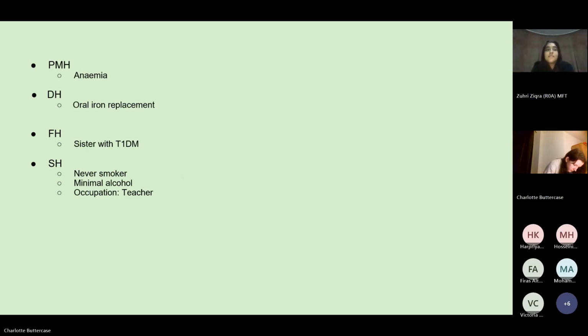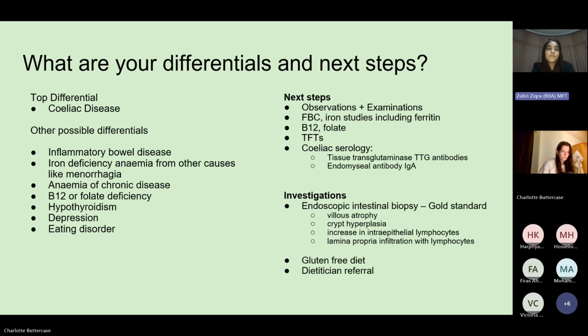So, past medical history, GPs told them they're anaemic before, so they're on oral iron for it, but nothing else crazy. It's quite difficult to get a full history when you have to communicate next steps, but if you did manage to get a family history and a social history, they had a sister with type 1 diabetes. They've never smoked, they're a minimal drinker, and the main thing is they were telling you it was affecting their work. So if you asked them, you would have figured out that they were a teacher by occupation and it was really affecting their quality of life, essentially.